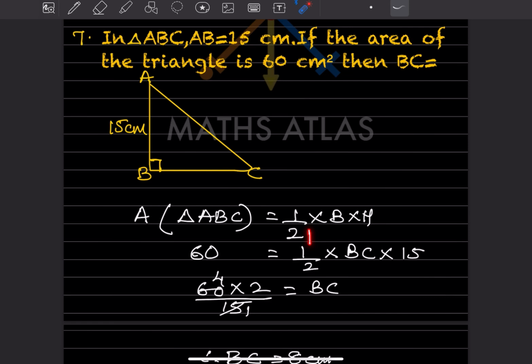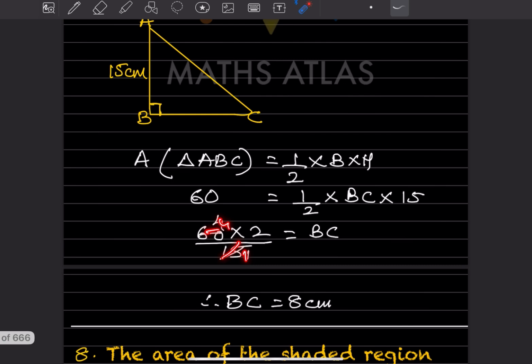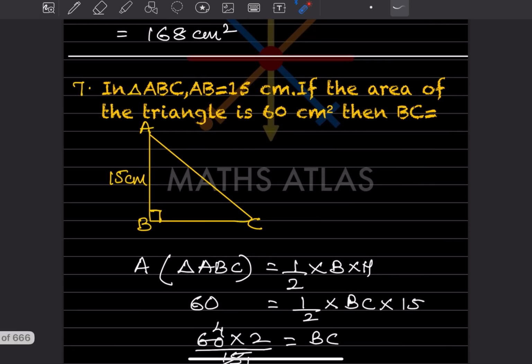So this is going to be half and the base is here BC. So we can write here BC, we don't know. And the height is AB. So we can write here 15. So now what will you do here? This 60 we can take it on this side. So this will go along with this, that will go in the numerator. And this 15 is in the denominator, it is changing the side, that will go in the denominator, and BC is already on that side. 15 ones are 15, fours are, so 4 twos are 8. So BC is 8 centimeter. So you can write here BC is 8 centimeter.